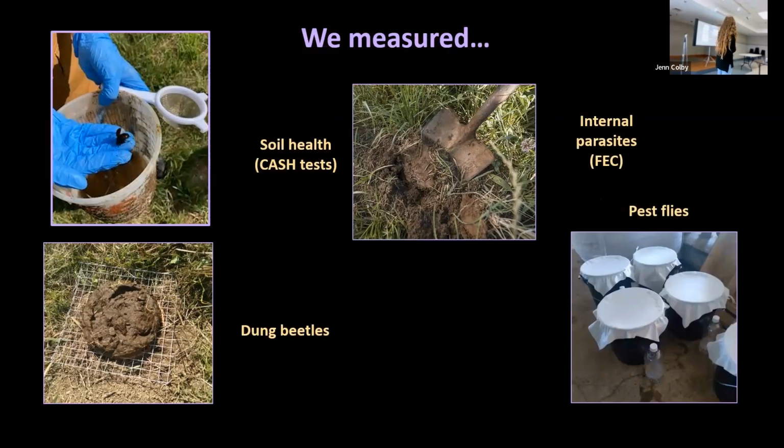This is a dung beetle trap. We make these artificial cow patties out of fresh manure and put it on this sort of wire mesh, and underneath there is a buried bucket. The beetles will smell the dung, fly in and fall into the bucket. And you can see a beetle there that we caught. That's a nice geotrupid beetle. We measured soil health, the Cornell CASH analysis, in these pastures. And then we also measured internal parasites of cattle, and pest flies emerging from these cow patties as well.